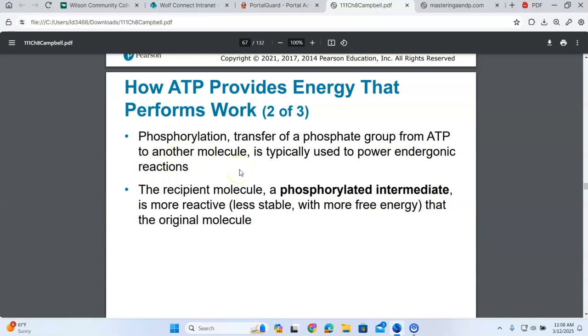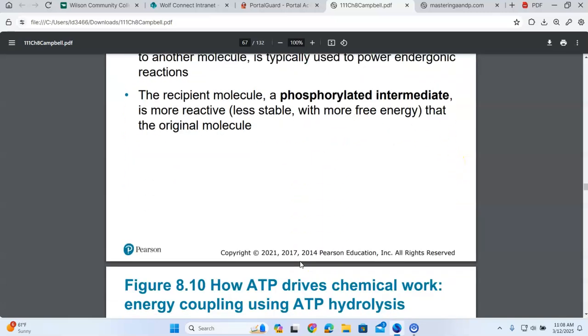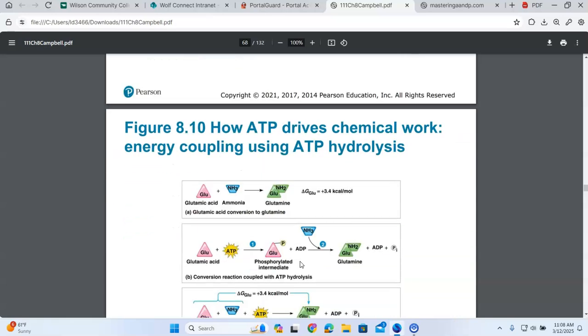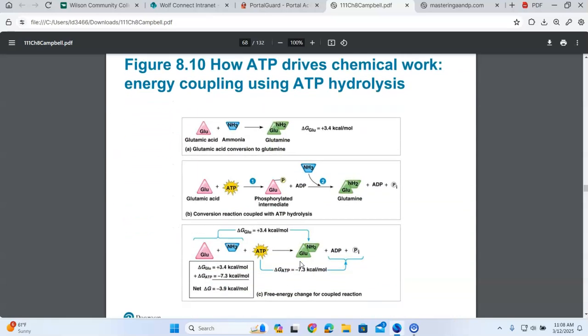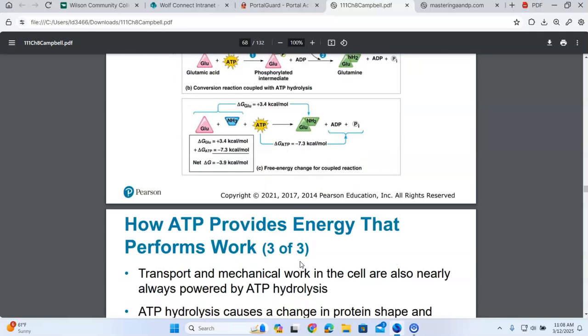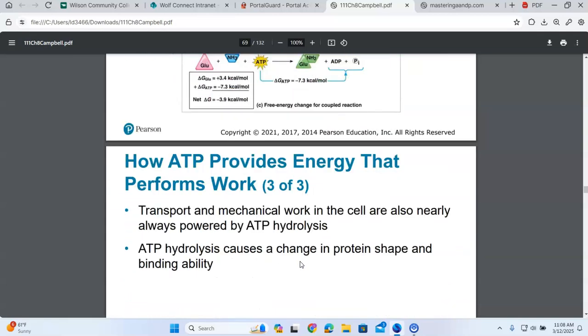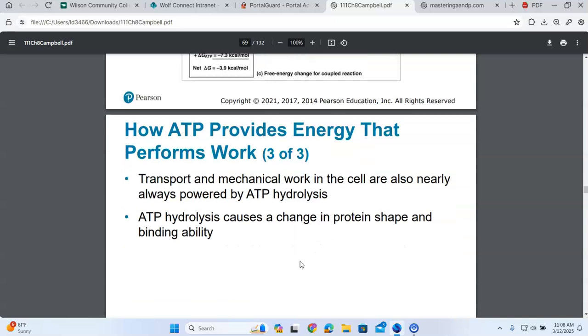Phosphorylation is the transfer of a phosphate group from ATP to another molecule, and that is typically used to power endergonic reactions. You definitely don't have to do any math with change in G, that's for sure, so don't worry about that.